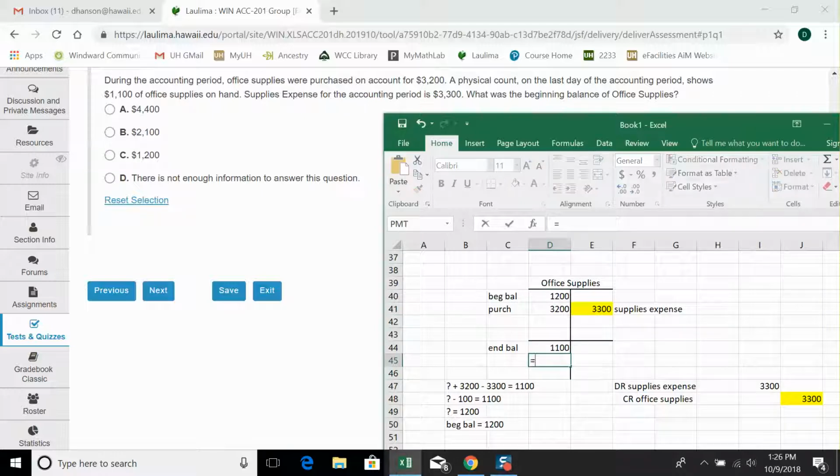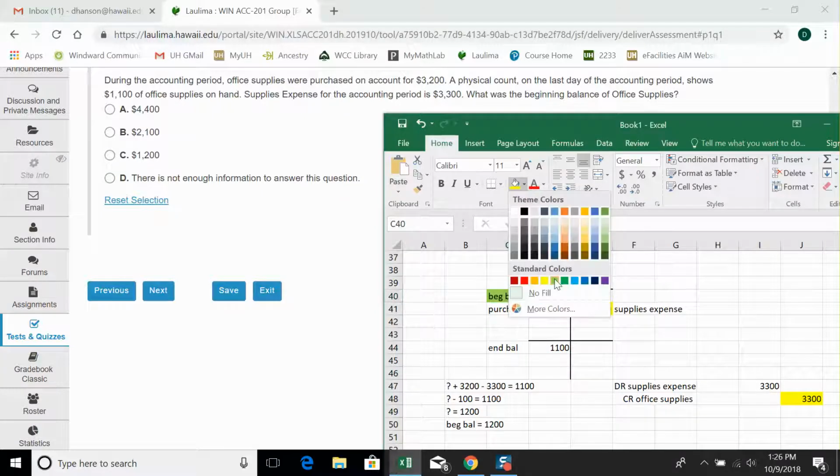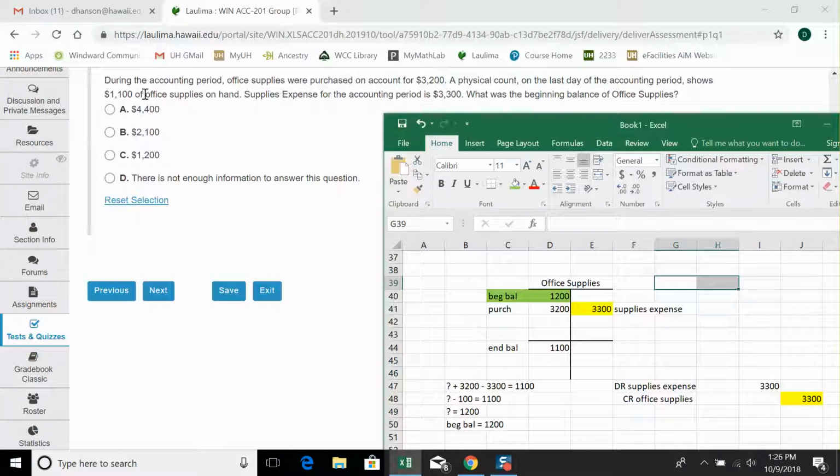If you don't believe it, use your calculator or whatever, and that's what I'm doing here. I'm just referencing and redoing the math. So 1,200 plus 3,200 minus 3,300 gives me 1,100. Okay, so our answer is sitting right here in green. 1,200. So you look down here and we'll say 1,200.